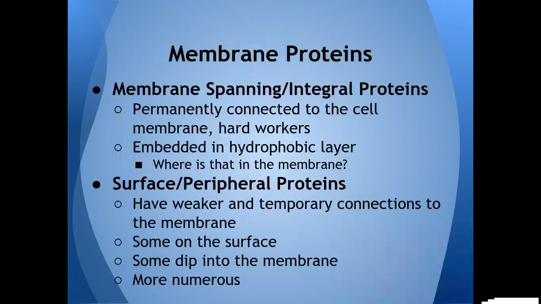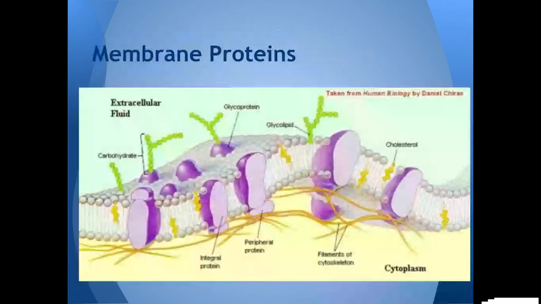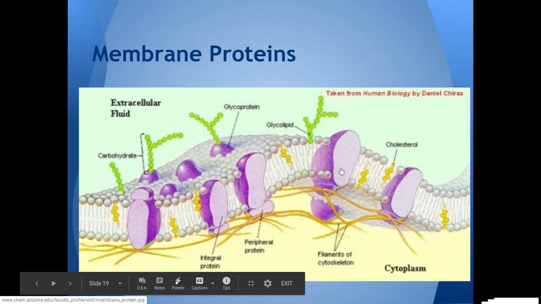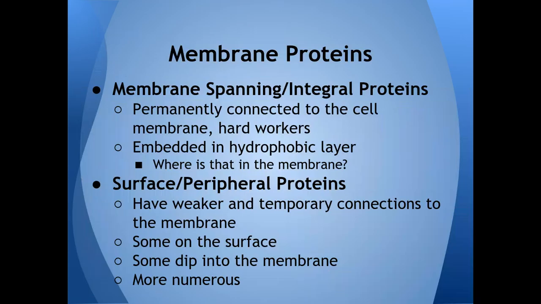These are permanently connected to the cell and are hard workers, and they, as their name implies, span the entire cell membrane. So you can see here is a membrane-spanning protein, also known as an integral protein. These proteins often function like doors to allow bigger or charged molecules into the cell. Because remember, without them, a lot of times they are not able to pass through, because they can't get through that hydrophobic layer. So the point of these membrane spanning proteins is they can go all the way through the hydrophobic layer.